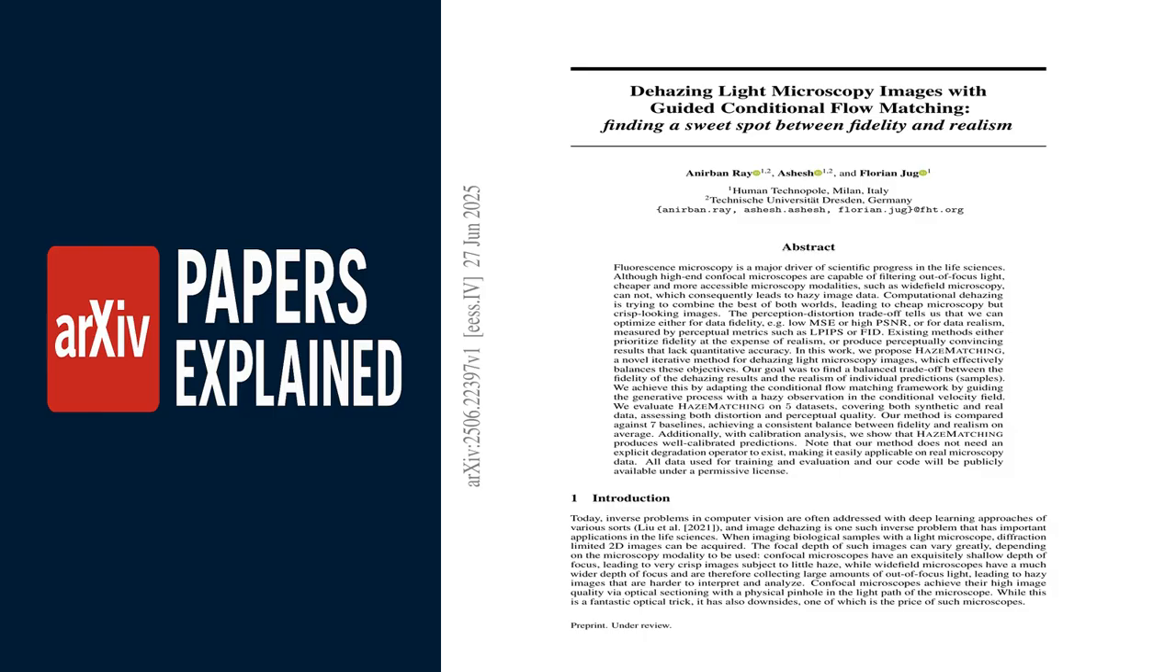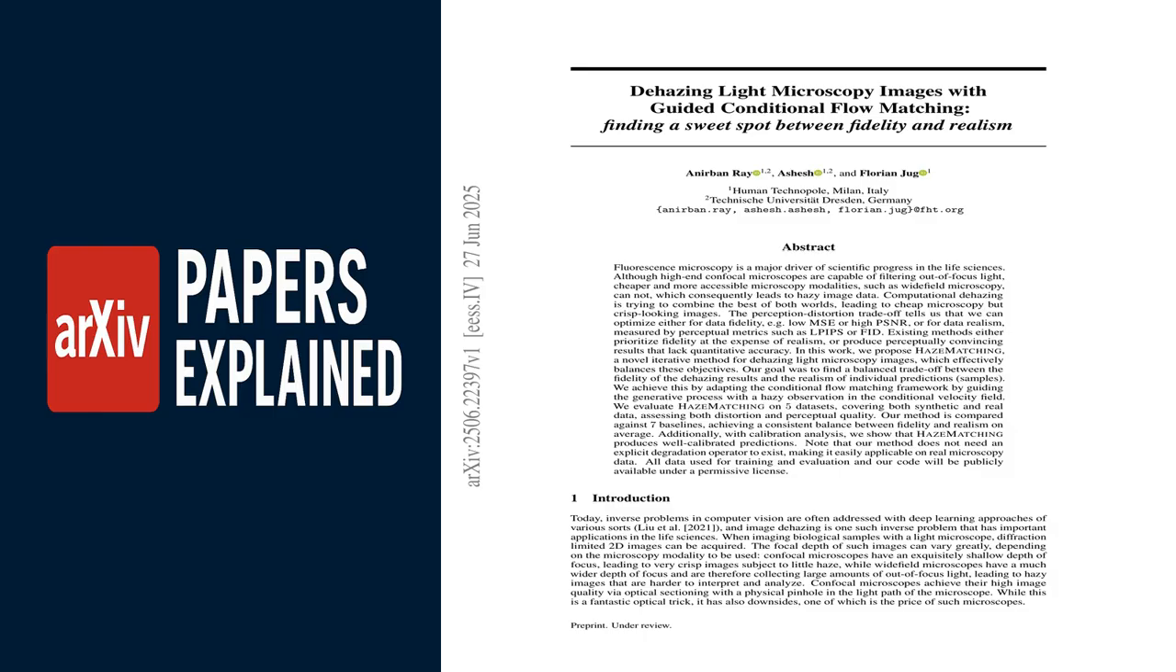This paper introduces a new method called haze matching that finally finds the sweet spot. The researchers built an AI model that doesn't force a choice between fidelity and realism. The technique is based on a generative framework called conditional flow matching, which you can think of as a process that learns to morph random static into a crystal clear image in a series of smart steps.